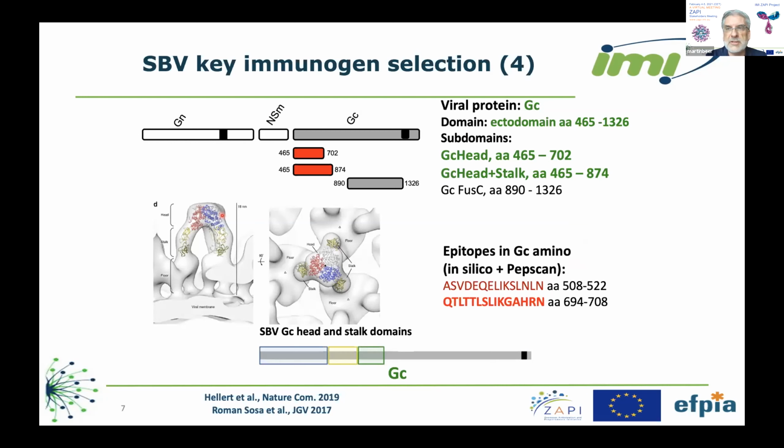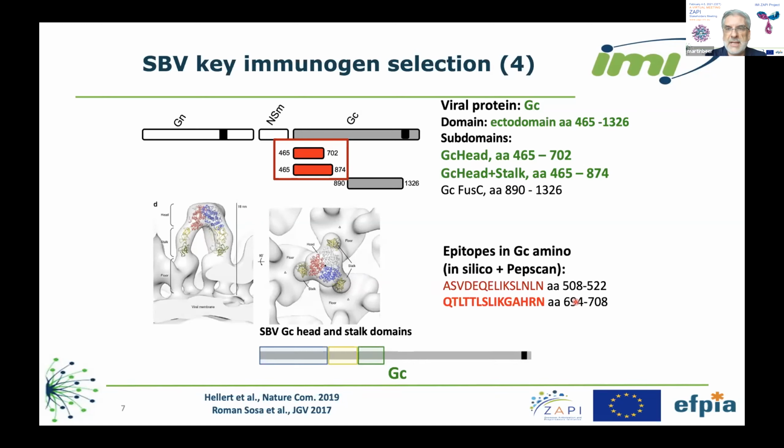And we therefore concentrate in the next step on this short head alone, and the head stabilized by the stalk. We called it now Qc head and Qc head plus stalk. And we did additional PEP scan and in silico predictions, finding in this Qc head 2 main peptides, and one, which is the one here from 694 on, which we could show is reacting with sera, for example, and is very reactive.